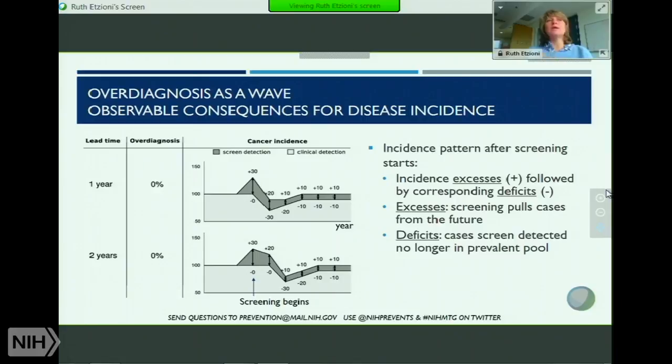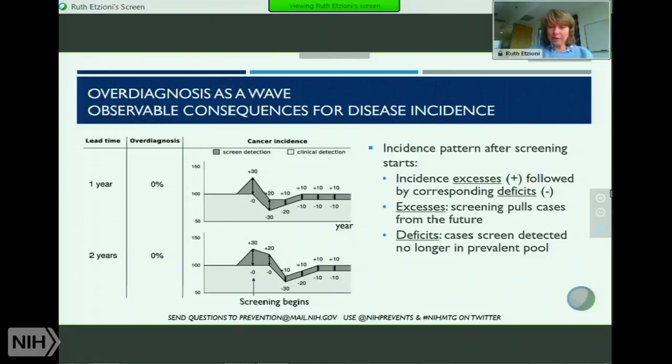So those cases are diagnosed earlier, but that means that they no longer are present in the population later to be diagnosed, which causes deficits, kind of like a wave that pulls water from ahead and causes a crest. So this causes a deficit in incidence. And the time between the incidence excess and the incidence deficit corresponds to the lead time. So if, in the first case, the lead time is 1 year, there's an excess of 30 in the first year, and then 1 year later, there's a deficit of 30.